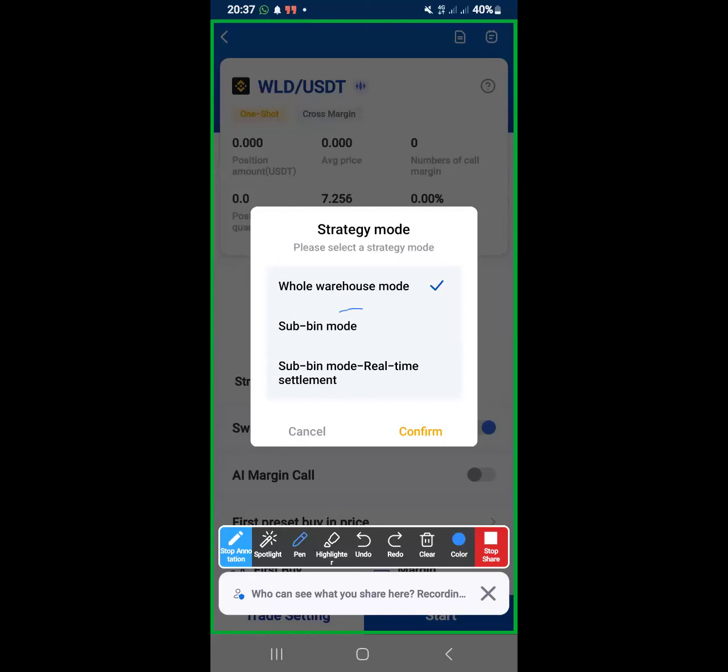When your strategy mode is in the sub-bin mode, once the robot buys the 1st call to the 4th call, it will treat everything as it is in the whole warehouse mode. It will treat them as a single unit. But from the 5th call onwards, whenever the robot buys and then it sells, okay? Whenever the robot buys and it sells, the profit realized is not going to reflect on your revenue portal. The profit realized will be incorporated in the coin, will remain in the coin.